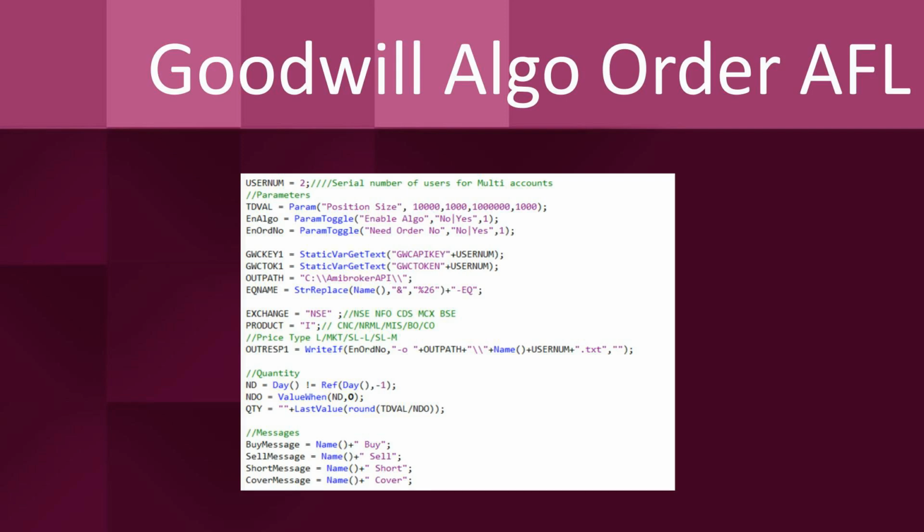Enable the Need Order Number option if you want to modify or cancel orders. When enabled, it will save an order response file in the Amibroker API folder, which includes the order number needed for modifications. You can customize the details of these messages as needed, including information such as entry price, stop loss, target, and other relevant details. This message string will be used for trace messages, pop-up notifications, and Telegram messages.